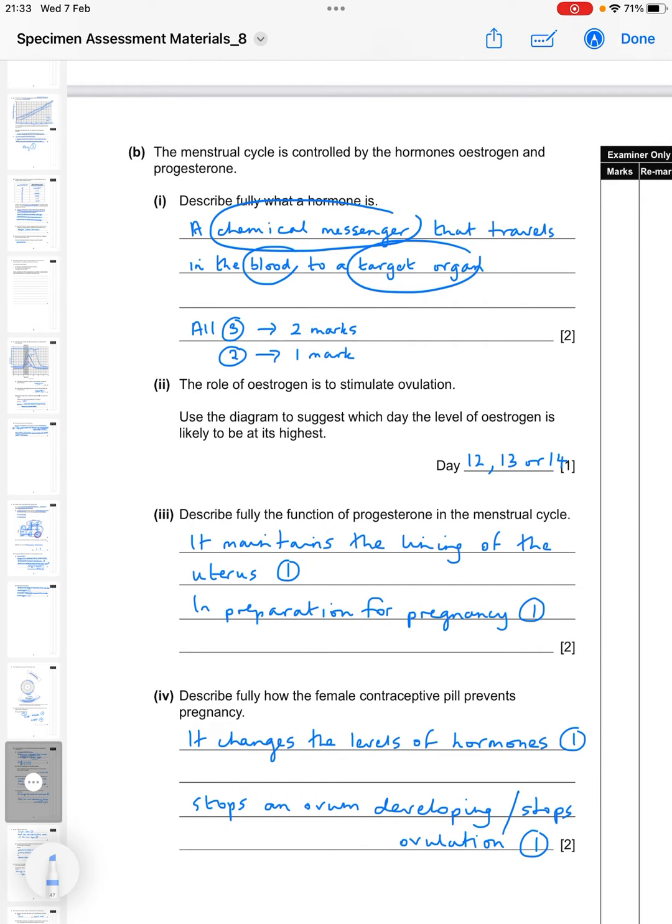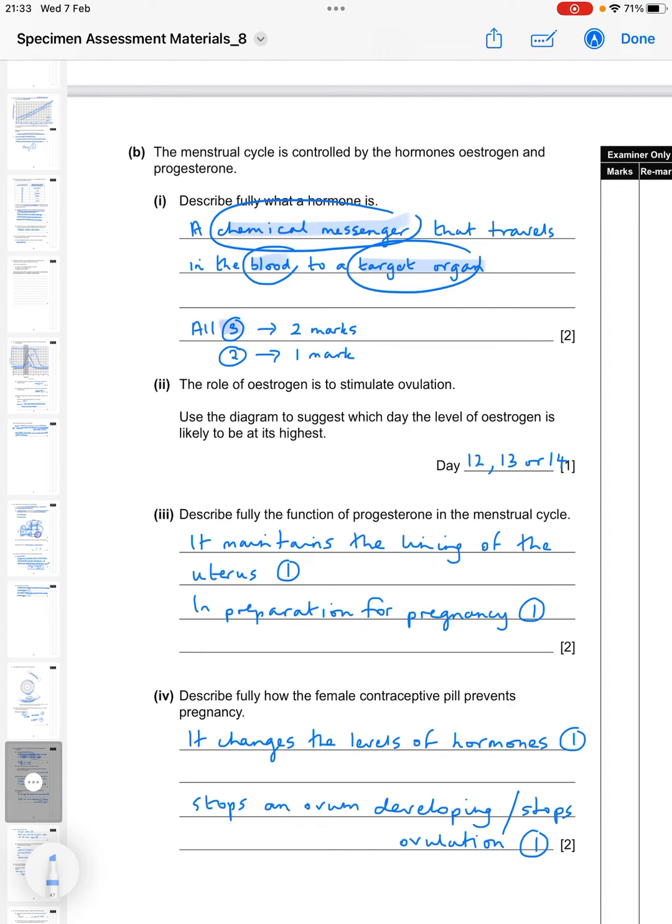And it says the menstrual cycle is controlled by the hormones estrogen and progesterone. Describe fully what a hormone is. So for this, you'll see I've circled some of it. The entire answer is it's a chemical messenger that travels in the blood to a target organ.